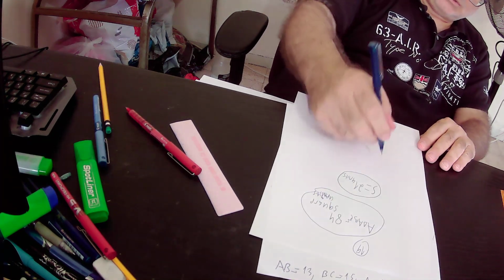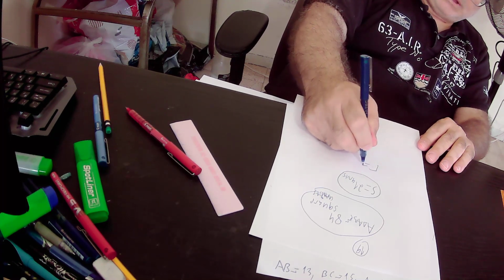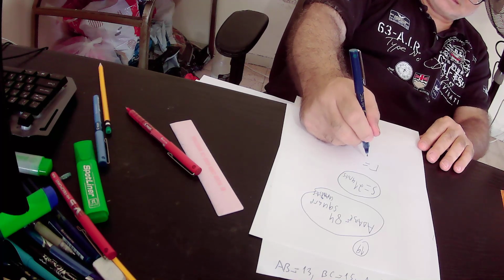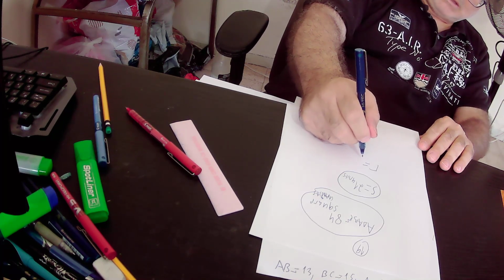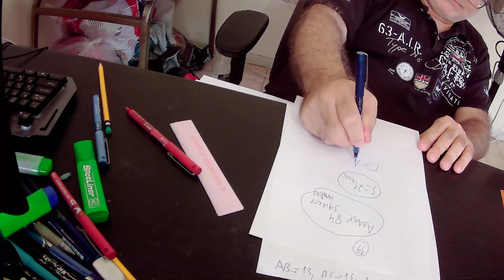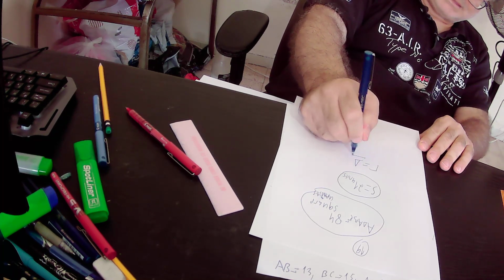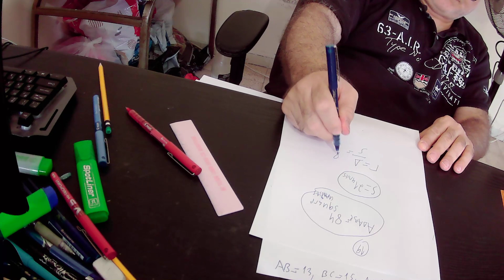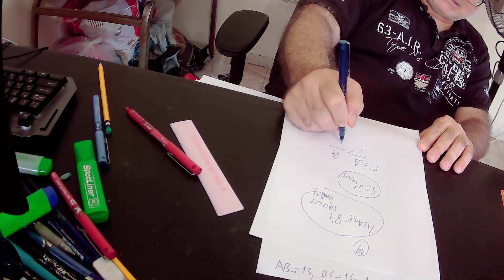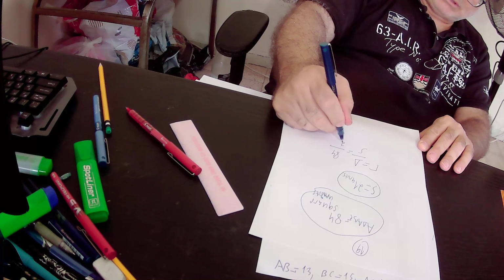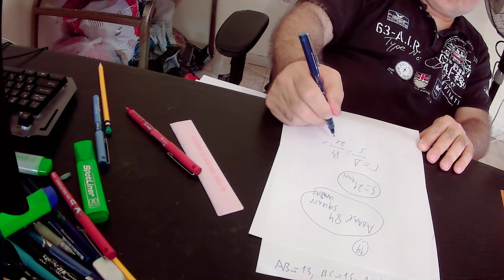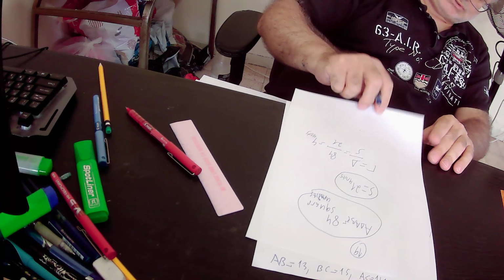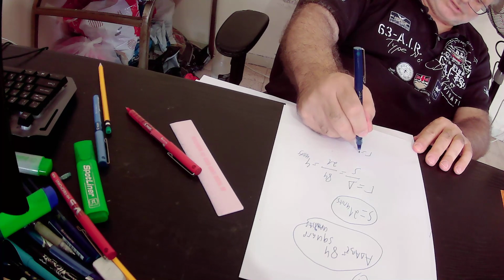Okay, so the radius of our circle that is inscribed inside the triangle ABC equals the area of triangle ABC over the semi-perimeter of triangle ABC. So the area of triangle ABC equals 84 square units, and the semi-perimeter of triangle ABC equals 21 units. So 84 over 21 equals 4 units. So the radius of the green circle equals 4 units.